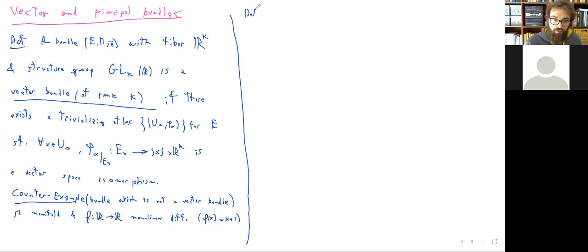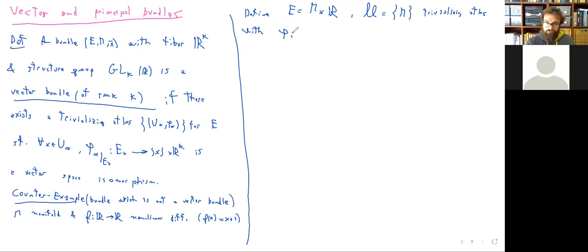Okay. So now we define a bundle, E, to just be the trivial bundle, M times R. Our trivializing cover is just made of one open set, which is all of M. So we give the trivializing atlas with the map phi, which goes from E to M times R.